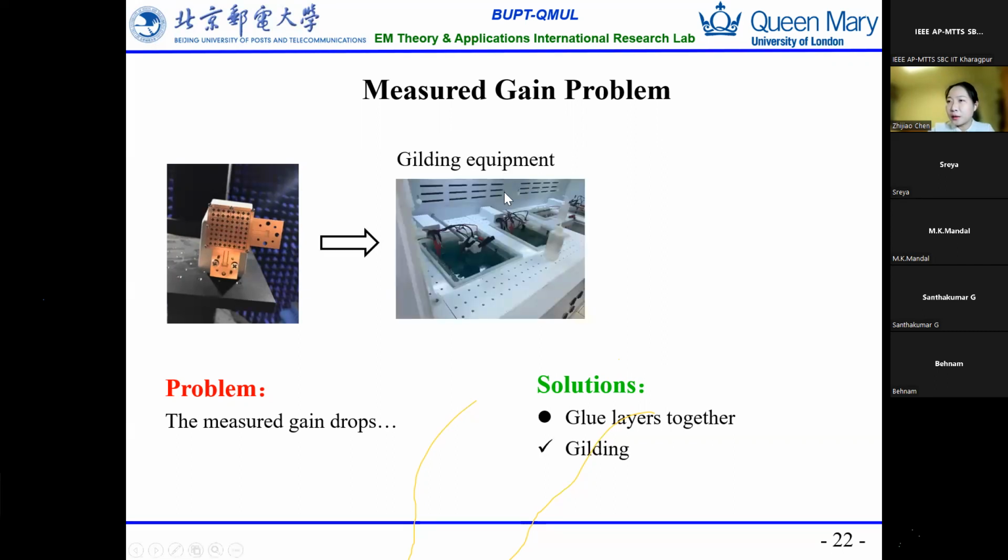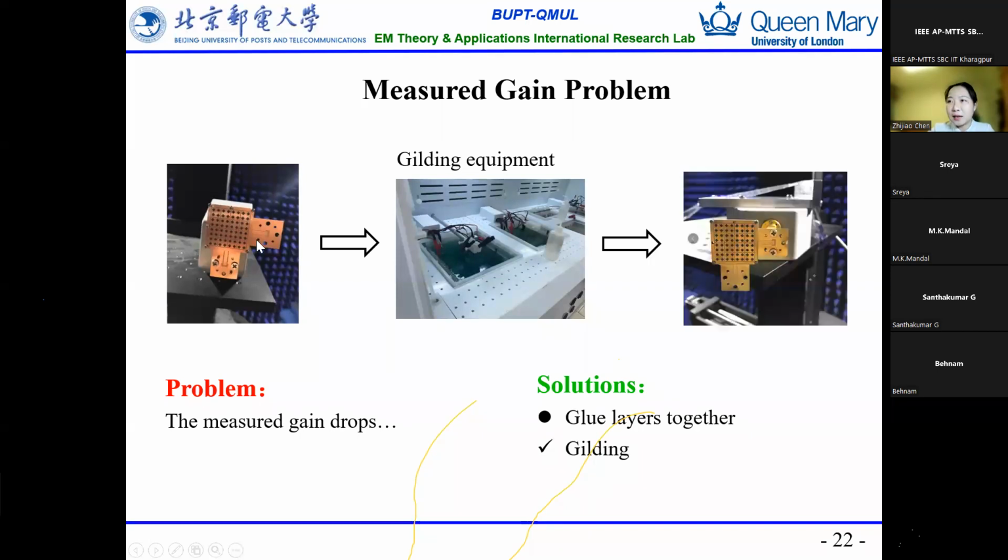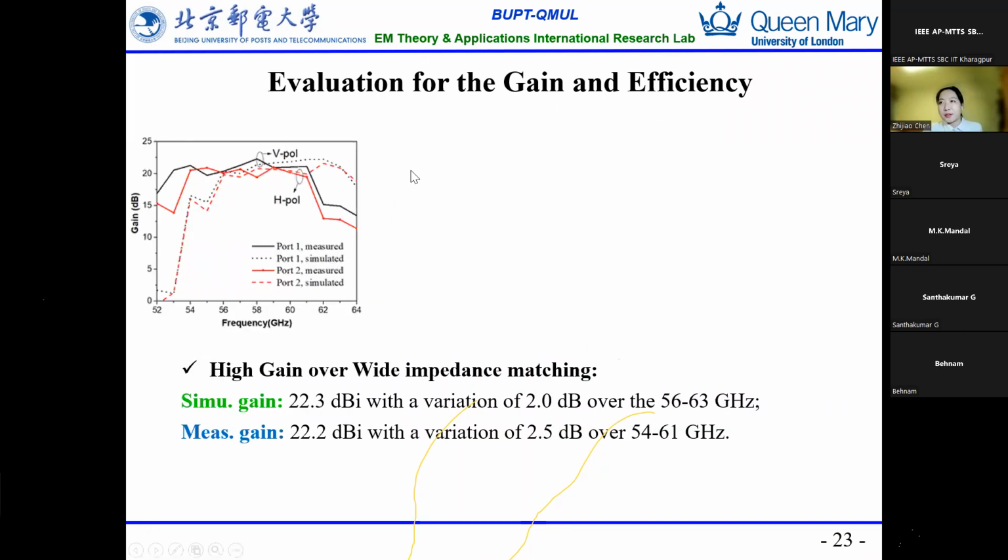So we fixed this antenna with this gilding equipment. You can see that the color changed, and then we measured again in the same chamber with the same equipment. The measured gain came back and is very close to the simulated one. And here is the comparison of the simulated and the measured results. You can see the measured results also have some problem with this fix.